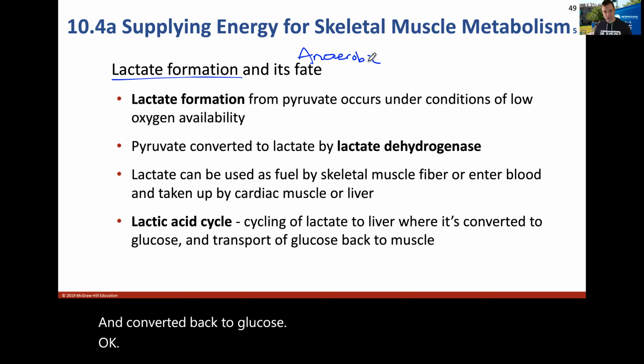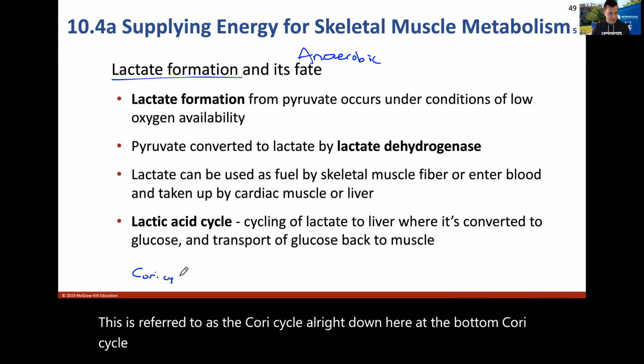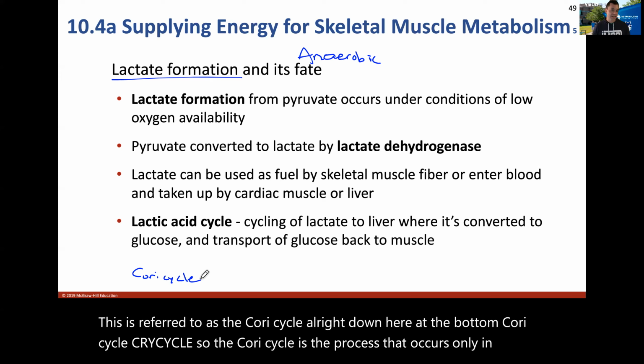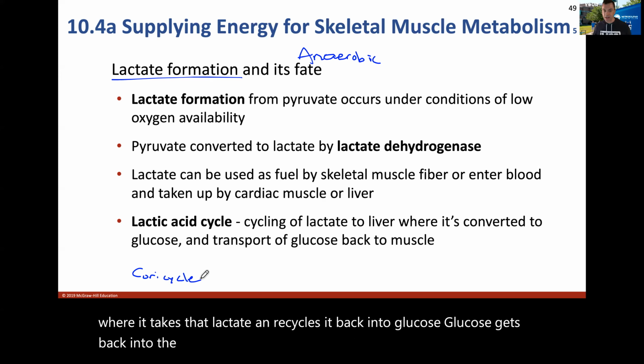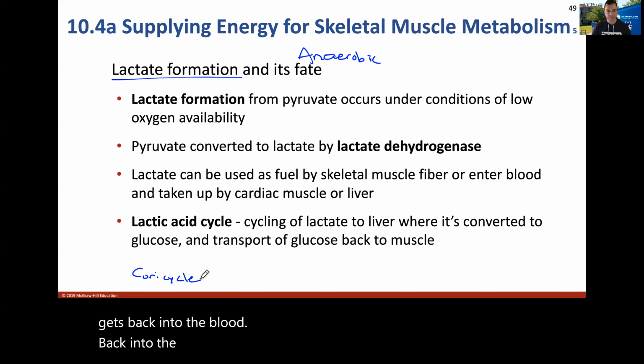This is referred to as the Cori cycle. All right, down here at the bottom, Cori cycle, C-O-R-I cycle. So the Cori cycle is the process that occurs only in the liver, where it takes that lactate and recycles it back into glucose. Glucose gets back into the blood, back into the cell, and we can use it again.